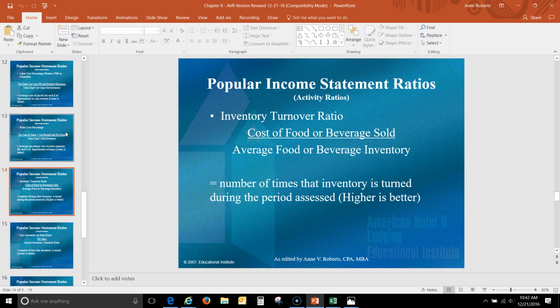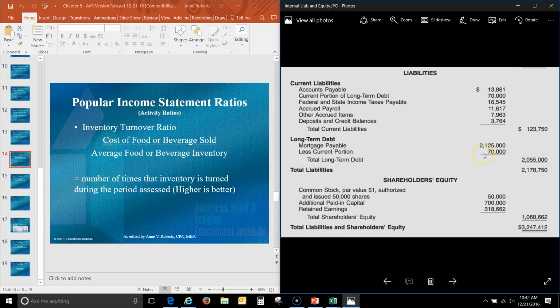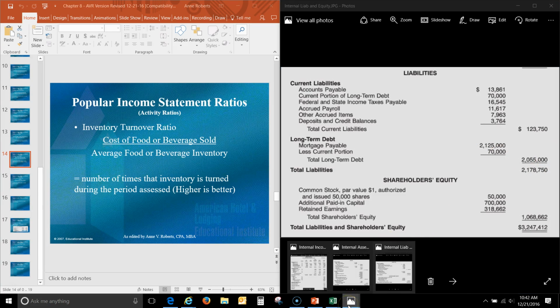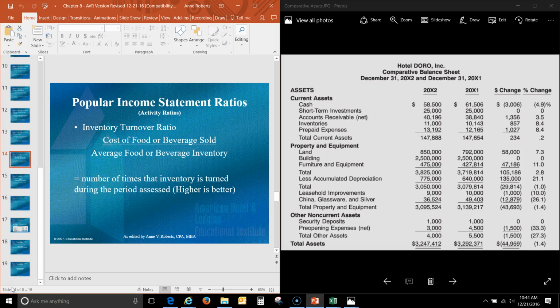Where do you get the average food or beverage inventory? Okay, that's going to be a calculated number, and you're going to need the balance sheet for that one. Okay? Oh, hang on, that's liabilities. There we go. All right, you're going to need a 2-year comparative balance sheet to calculate that. Exactly. All right, so on the exam, you're going to have a comparative balance sheet.